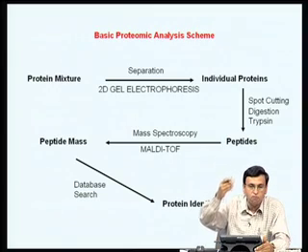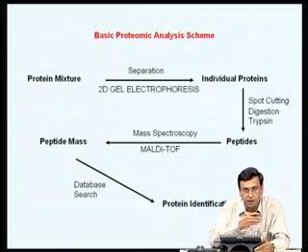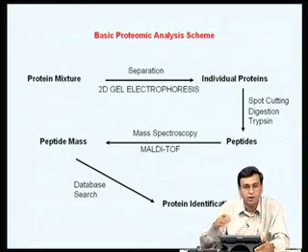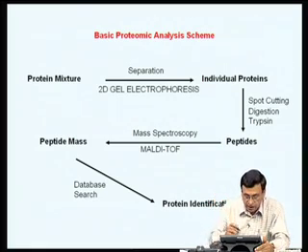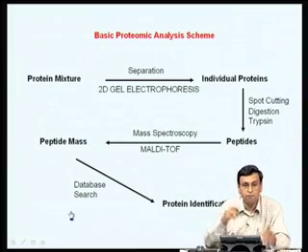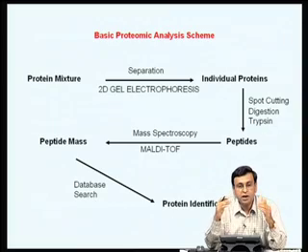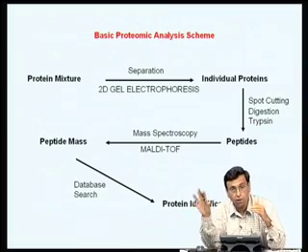So, you have a series of peptide masses, depending upon the number of trypsin cleavage sites in that particular protein. You get a whole mixture of peptides with different masses. Now, there are actually databases, a very popular database called Mascot, where the predicted or theoretical peptide masses of all known proteins are available.